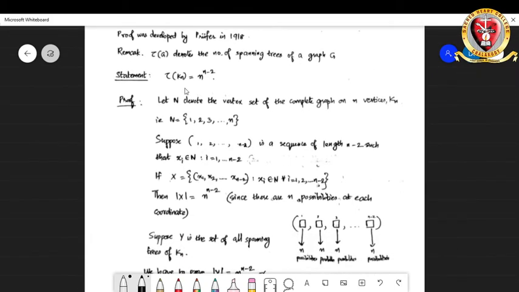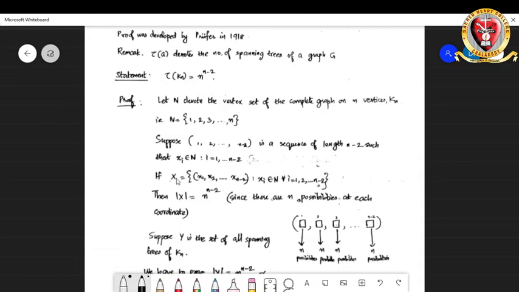Suppose you are denoting the vertex set of this Kn to be capital N, and we know that there are n vertices for Kn, and we are giving them the notations 1, 2, 3, etc., n, that is capital N. Now we are just going to define a sequence of length n minus 2 such that the entries of the coordinates are coming from this set capital N. Suppose capital X is the set of all such sequences with n minus 2 coordinates, n minus 2 tuples, with the entries coming from N.